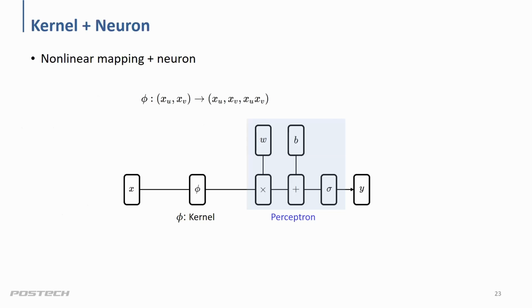So now I want to combine the kernels and neurons, or the perceptron, or the linear classifier.